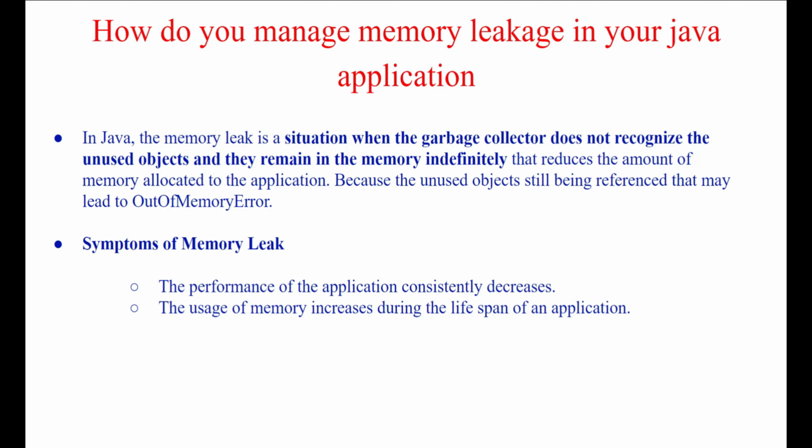Next, how would you manage the memory leakage in your Java application? So let's first understand what a memory leak is. A memory leak is a situation when the garbage collector does not recognize an unused object, and since the garbage collector is not able to find that this is not being referenced anywhere, this is not usable, it still remains in memory indefinitely, which reduces the memory allocated for the application, and hence you keep on getting the out of memory exception or error.